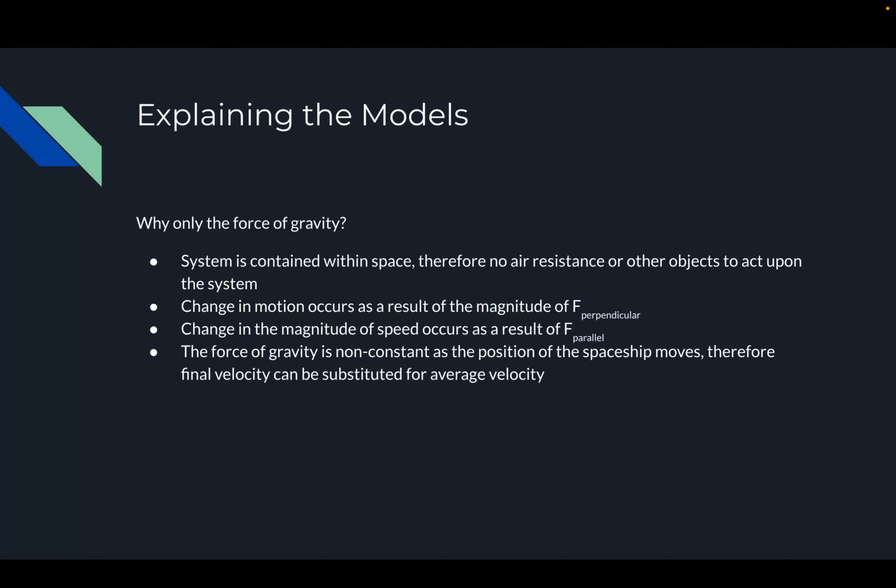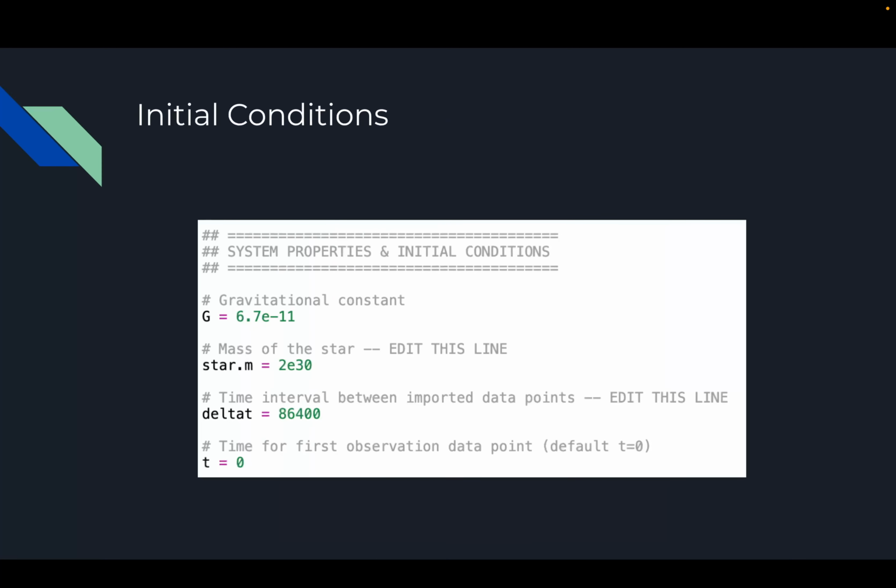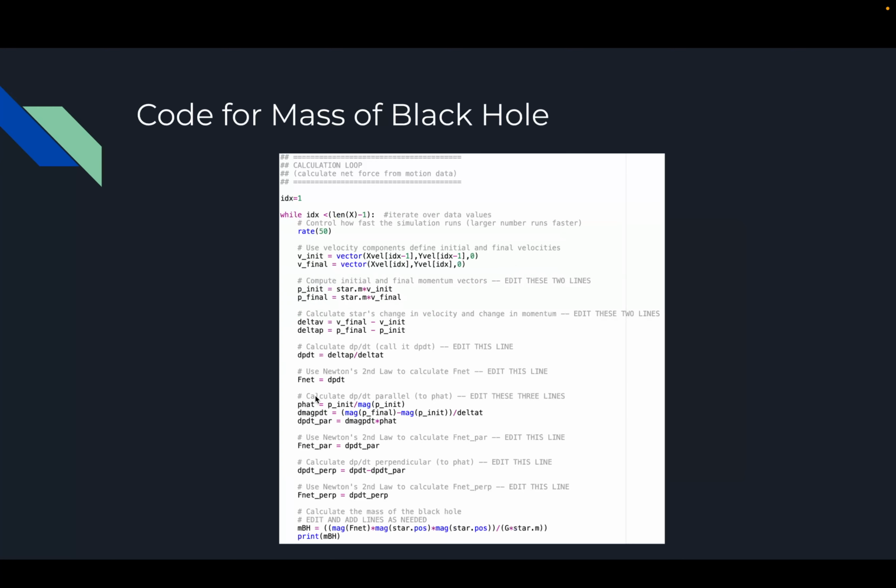To find the mass, here's the initial conditions. Knowing that the universal gravity constant is going to be 6.7 times 10 to the -11th, we're also going to know that the mass of the star is that, and then delta t here, which comes from converting a day to seconds.